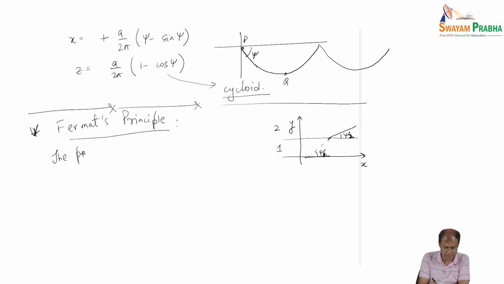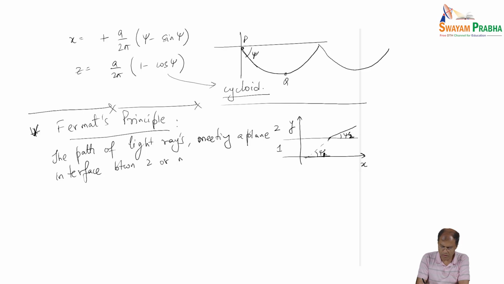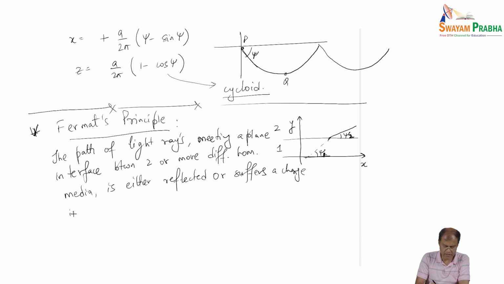The path of light rays meeting a plane interface between two or more different homogeneous media is either reflected or suffers a change in direction, that is, it is refracted.